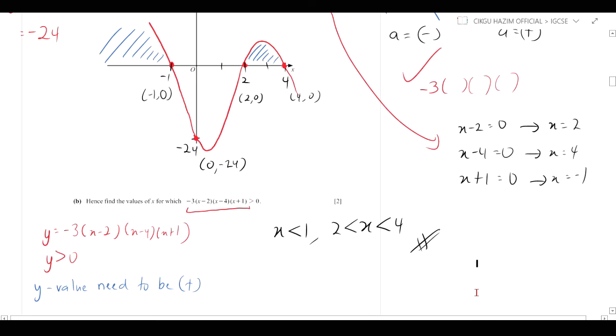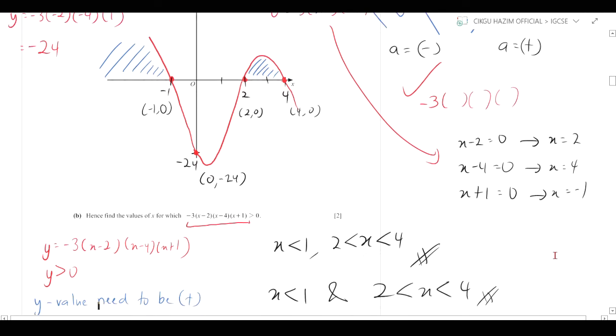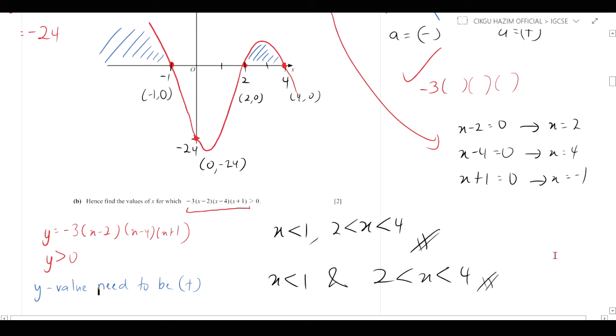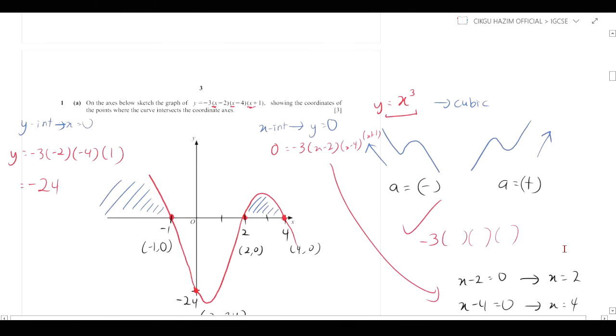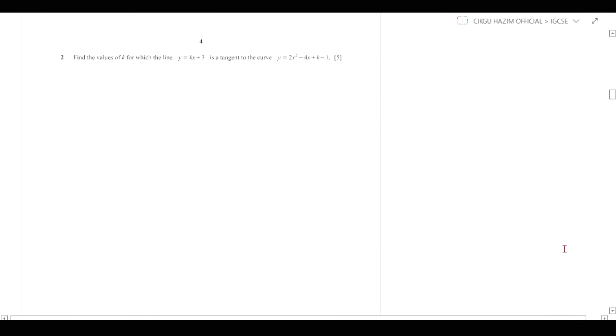Okay, all right. So you can put either x < -1 and then 2 < x < 4, also no problem at all. You just put a comma between, not going to be a problem. But the most important thing is you need to know where the region is that satisfies. That's the most important thing. Okay, all right, let's continue to the next question.